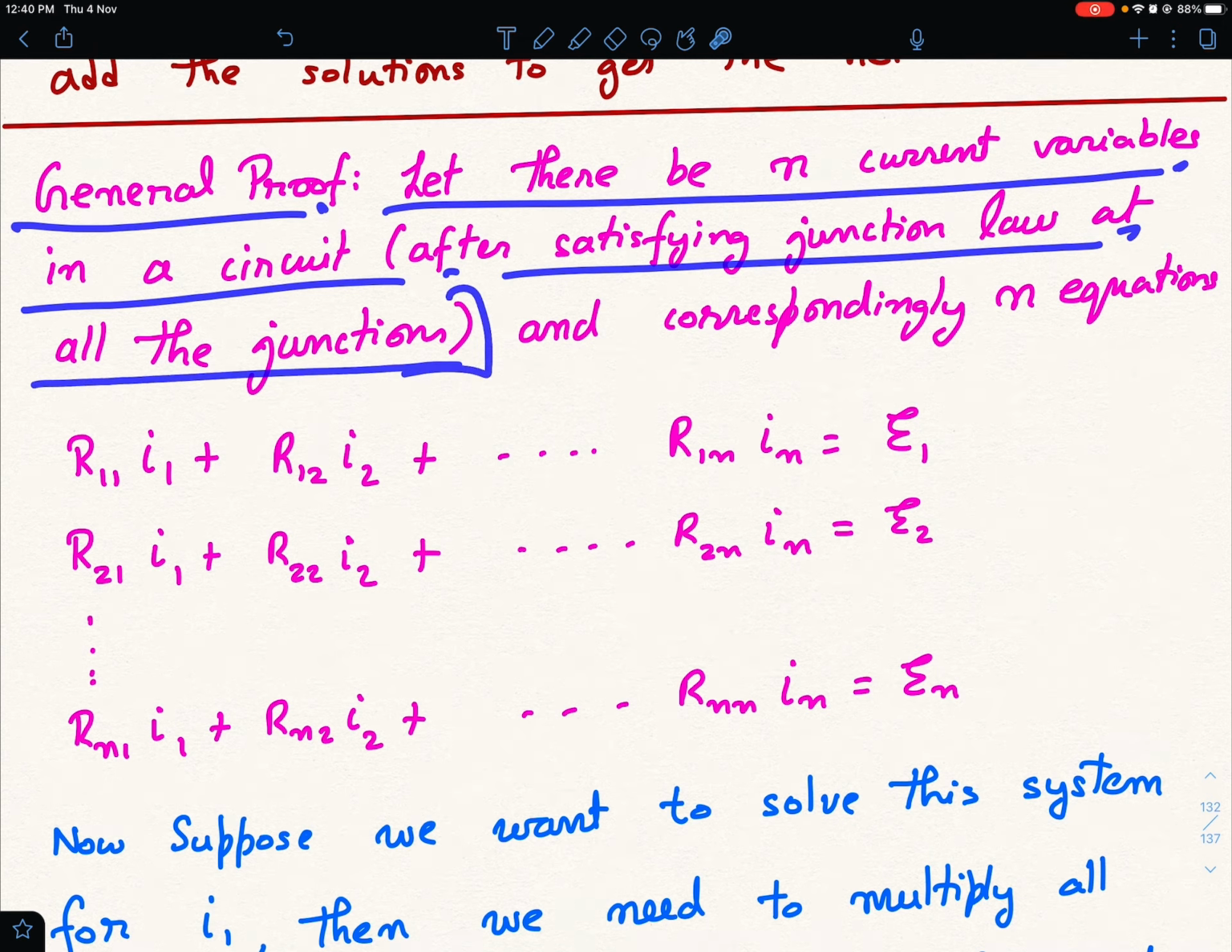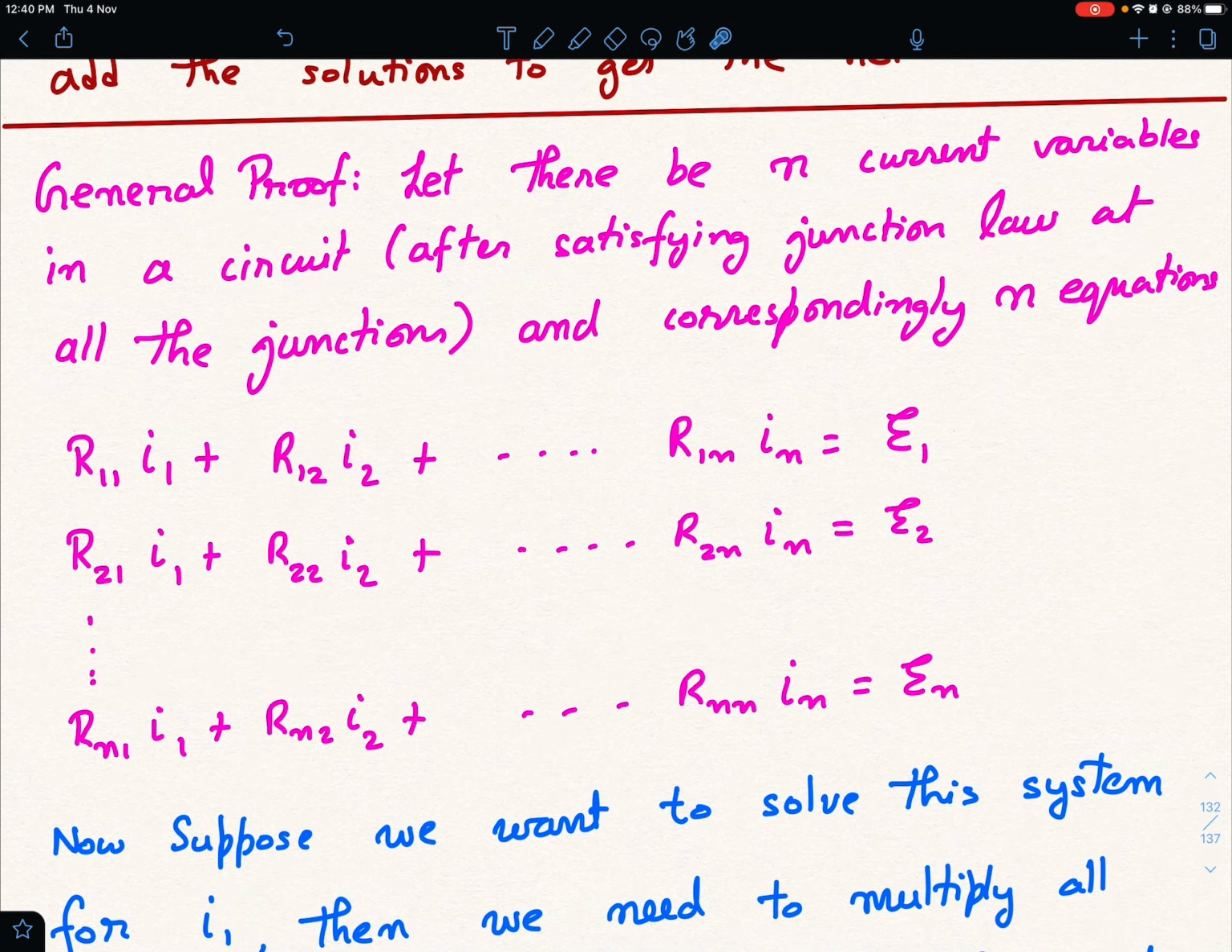So let's get into the general proof now. Let there be n current variables in a circuit after satisfying the junction law at all the junctions. If you satisfy the junction law, you will see that there are as many current variables as there are loops for a general circuit, and then we can make the corresponding n equations, one for each loop. So what will be the form of the equations?